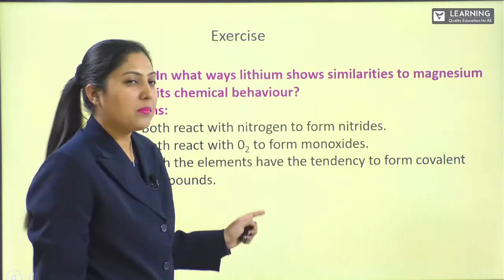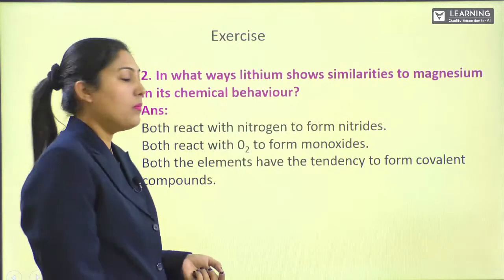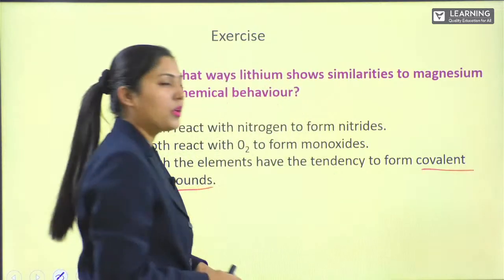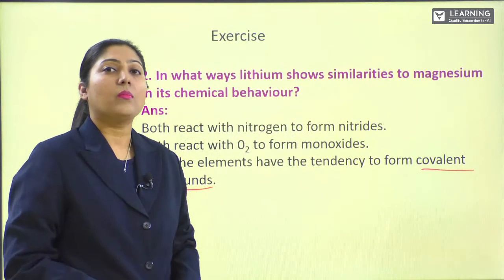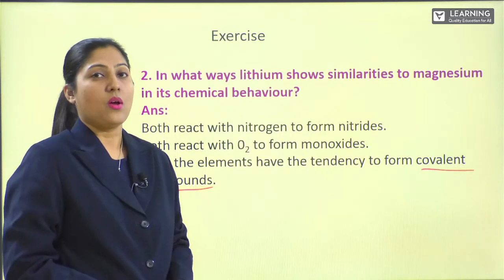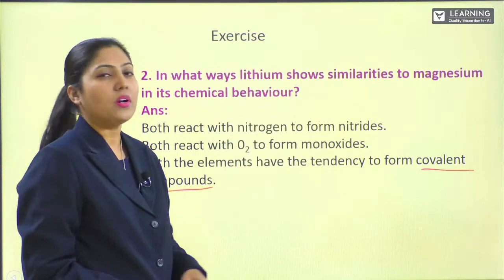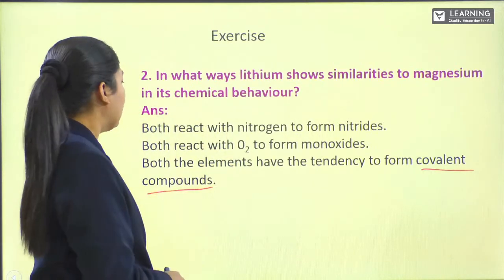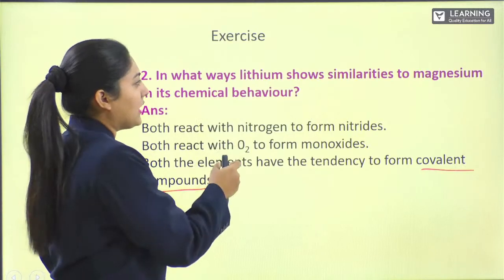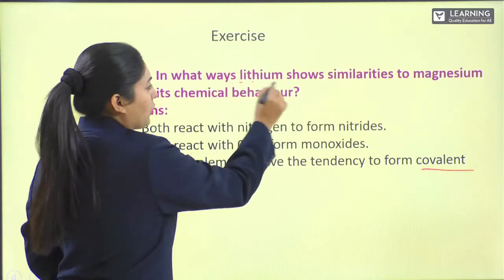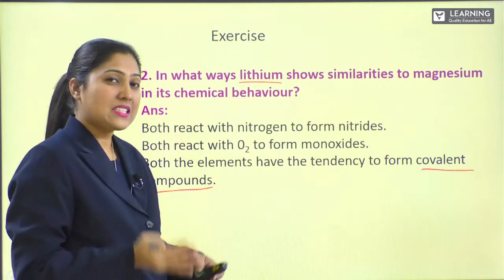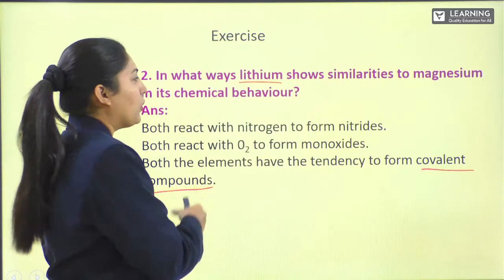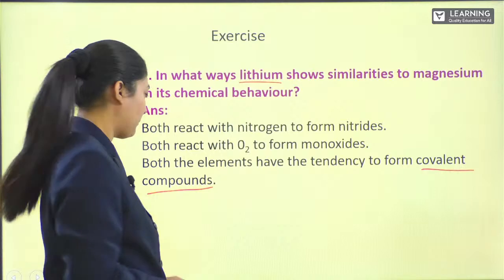Next, both elements have the tendency to form covalent compounds. What do you mean by covalent compounds? Covalent compound means sharing of electrons takes place, whereas in an ionic compound there is gaining, losing or transfer of electrons. Generally the first group elements are ionic in nature except lithium, and it has a property similar to that of magnesium. Both of them will show covalency.